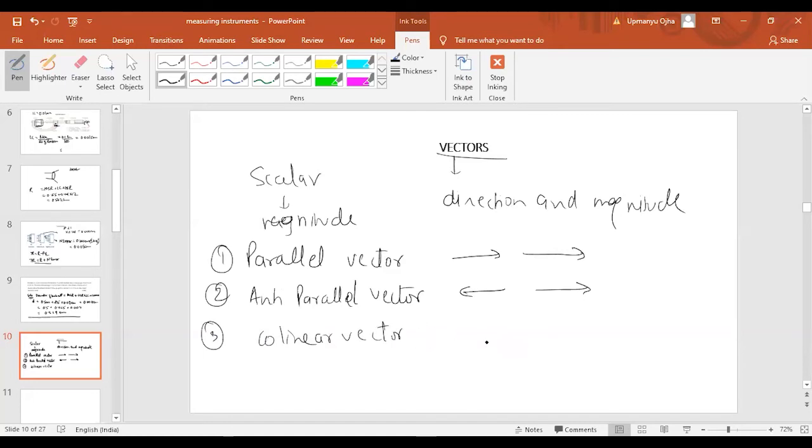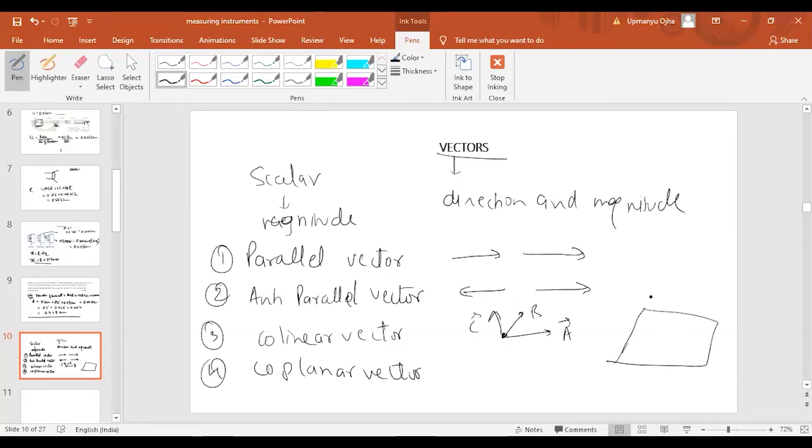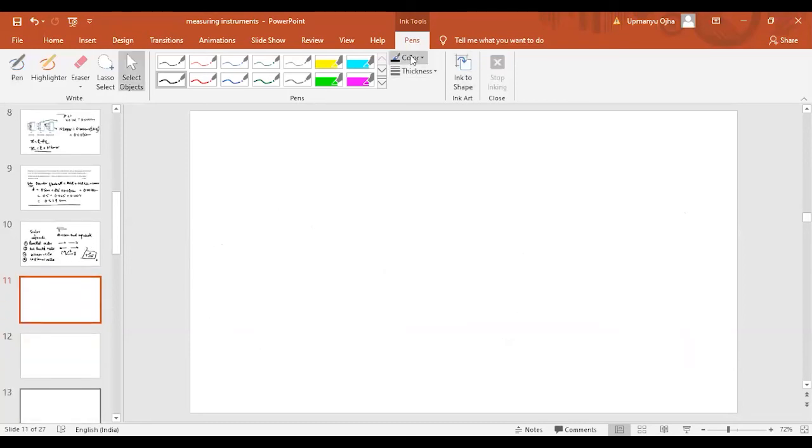Third is the collinear vector. Collinear means all the vectors lie on the same line, say this is your b vector, this is your c vector. Then fourth is the coplanar vector. As the name suggests, if we have an xy plane, then all the vectors lying on the same plane are known as coplanar vectors.